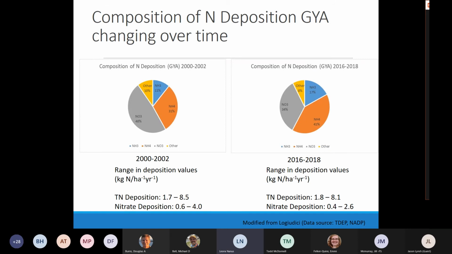I just want to point out that the composition of nitrogen deposition in the GYA, due to increased agriculture in the Snake River Plain, has a larger contribution of ammonium and ammonia contributing to nitrogen relative to nitrate in more recent years. On the right, we have 2016 to 2018 compared to the left, which is 2000 to 2002.